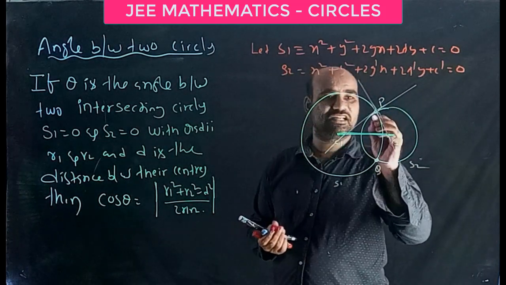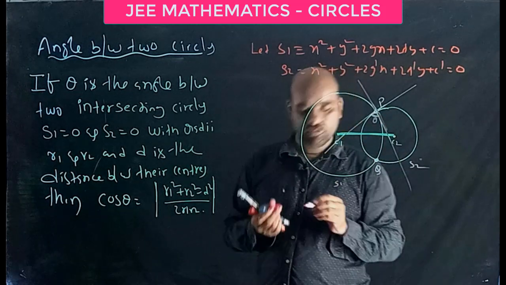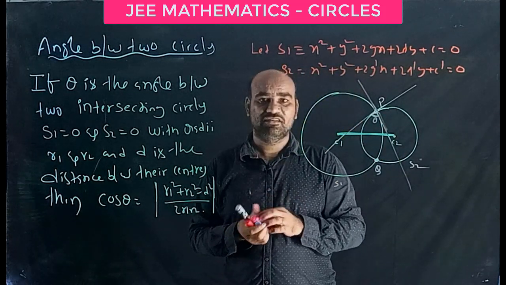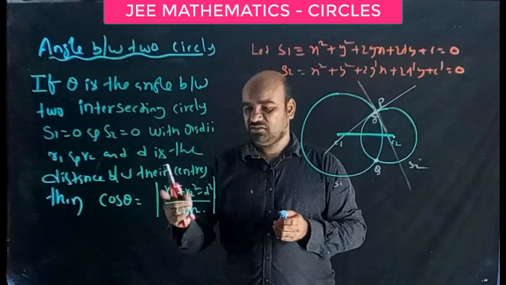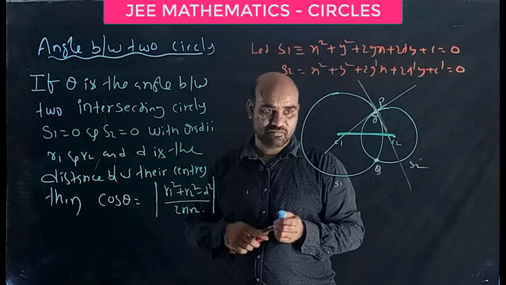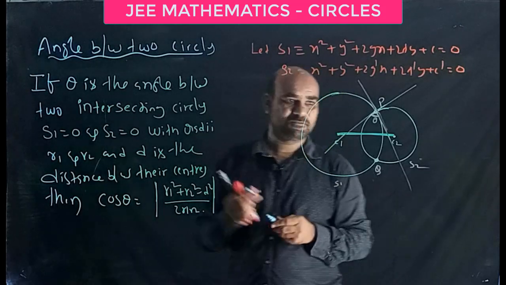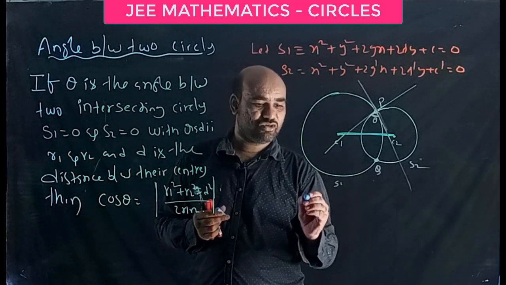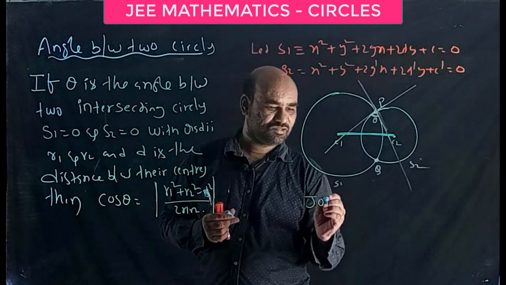Okay, this angle is theta. Now you want to prove that cos theta is nothing but the modulus of R1 square plus R2 square minus D square by 2 R1 R2.